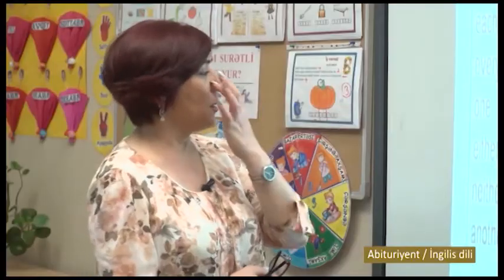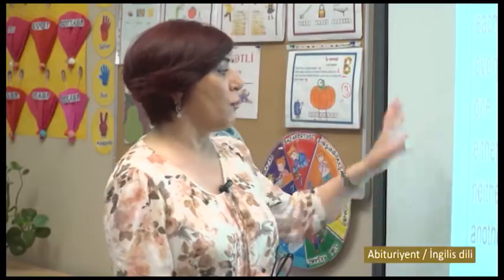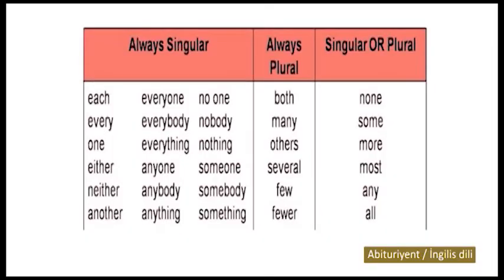Every girl or every boy, then one of the girls or one girl, either girl or neither girl or another girl, everyone, everybody, everything. Though their meanings give us all, they require the verb in third person singular. Everyone is, everybody is, everything is. Anyone is, anybody is, anything is. No one is, nobody is, nothing is, someone does, somebody does, and something comes.